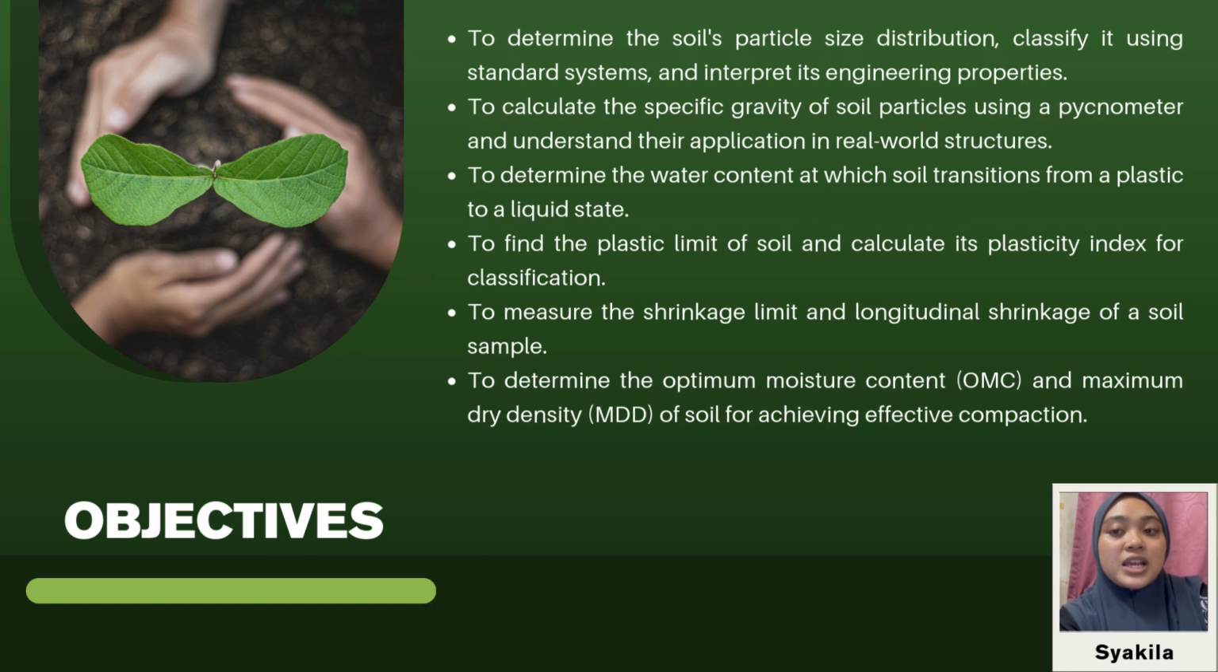state. Next is to find the plastic limit of soil and calculate its plasticity index for classification. And then to measure the shrinkage limit and longitudinal shrinkage of a soil sample. Last one is to determine the optimum moisture content and maximum dry density of soil for achieving effective compaction.